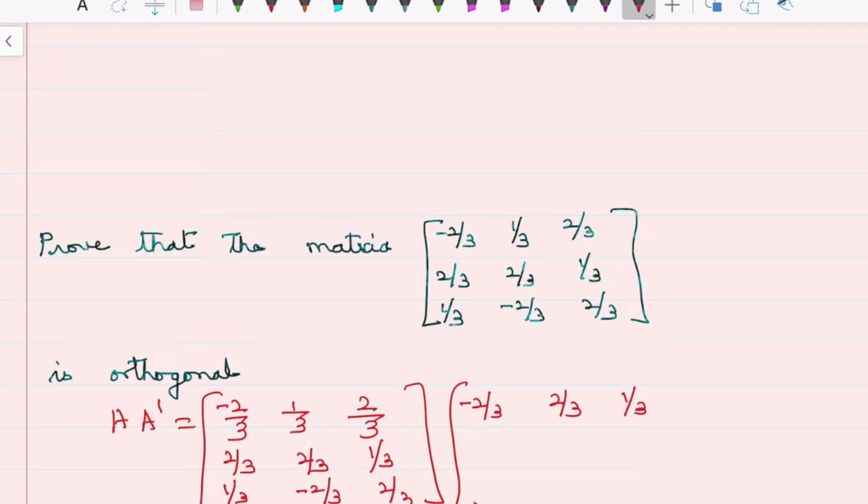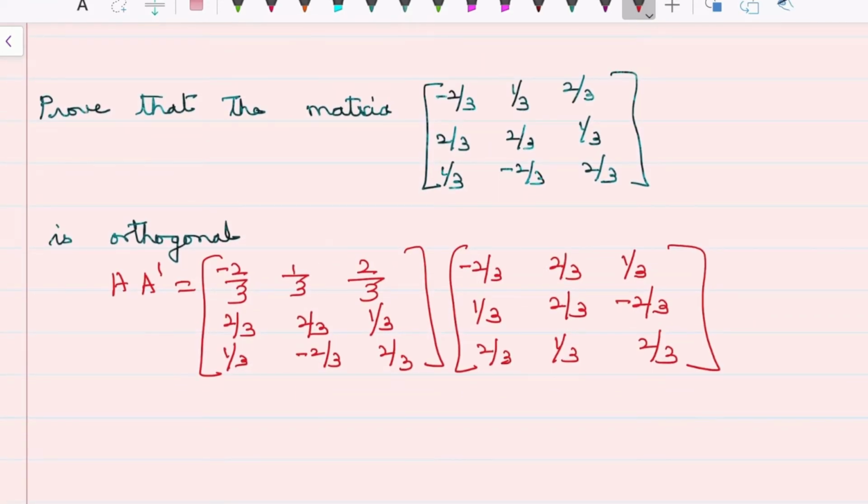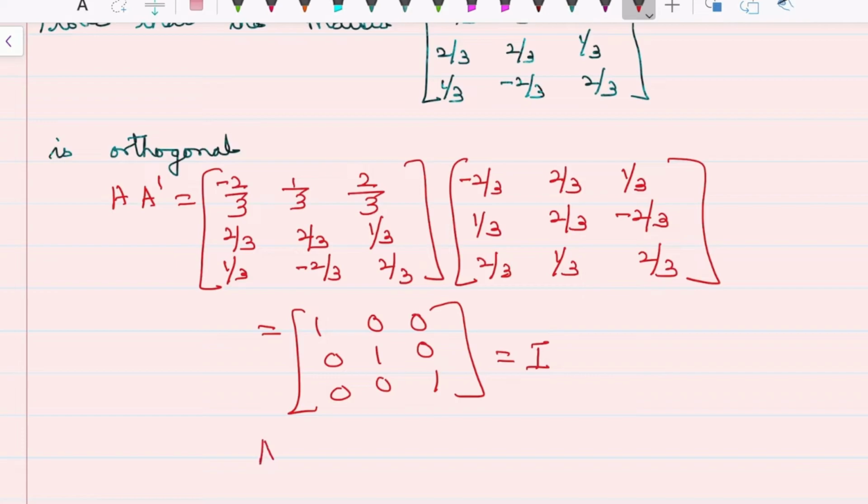The first column becomes the first row, second column becomes the second row, and the third column becomes the third row. So when you simplify, this would reduce to, you can actually calculate and see, you know how to multiply matrices, so you get 1 0 0, 0 1 0, 0 0 1, which is the identity matrix. Hence you can say that A is orthogonal.